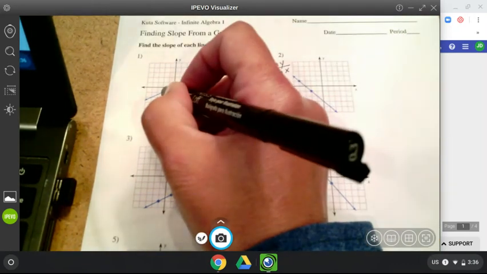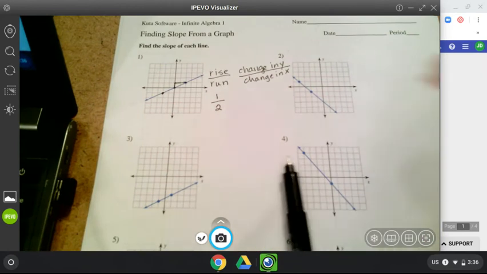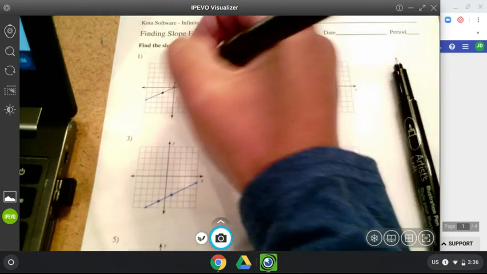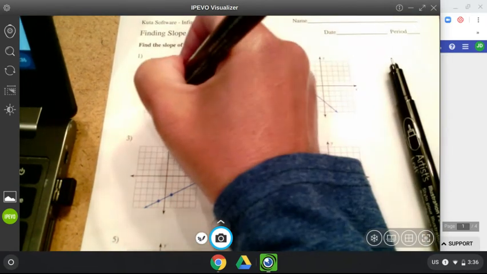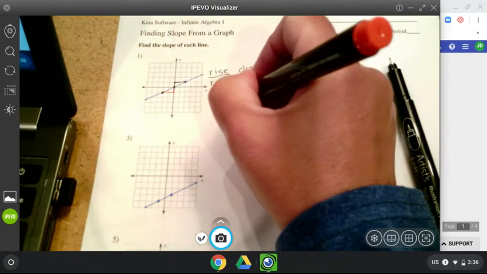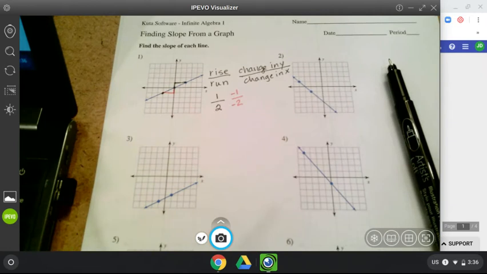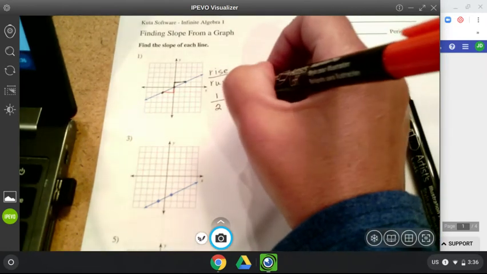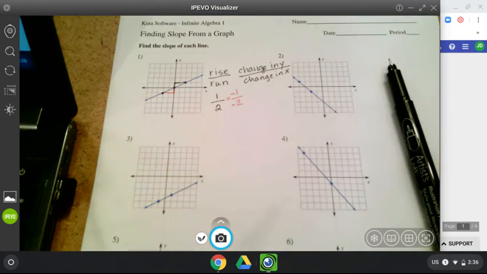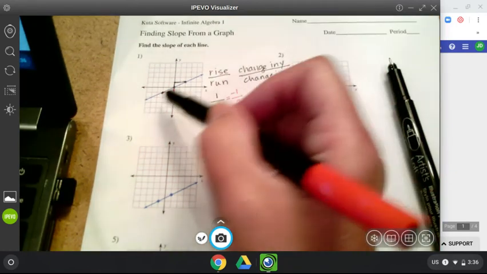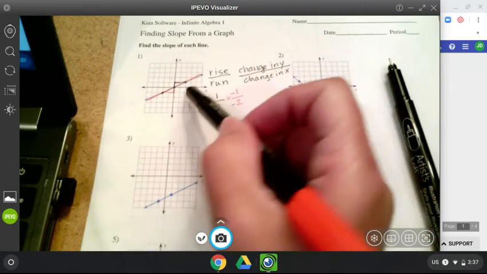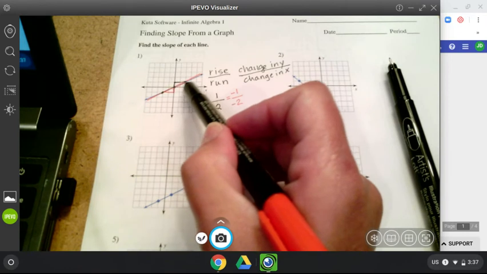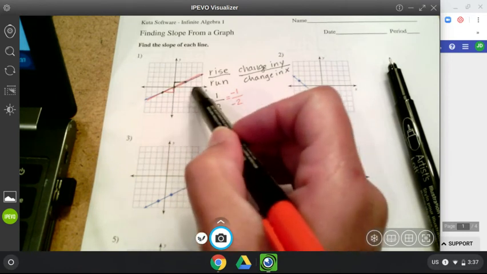If I were to do this the other way around, and let's say I go down 1, which is a negative, and to the left 2, those are both negative, and a negative divided by a negative is a positive. So it's still 1/2. So these are the same. So that is a positive slope. Anything that looks like it's kind of going uphill is positive. The y values are increasing as the x values are increasing.